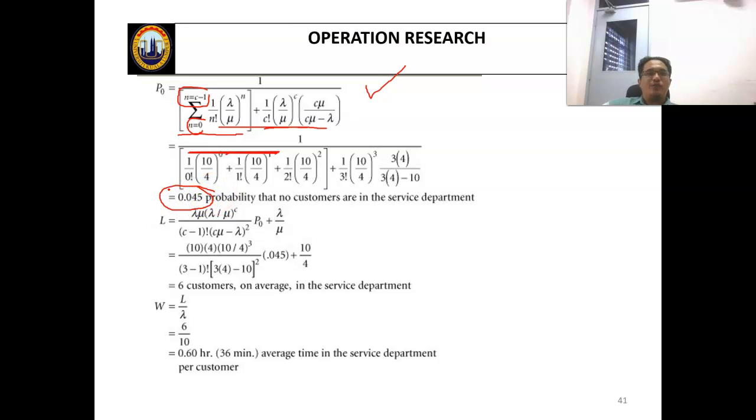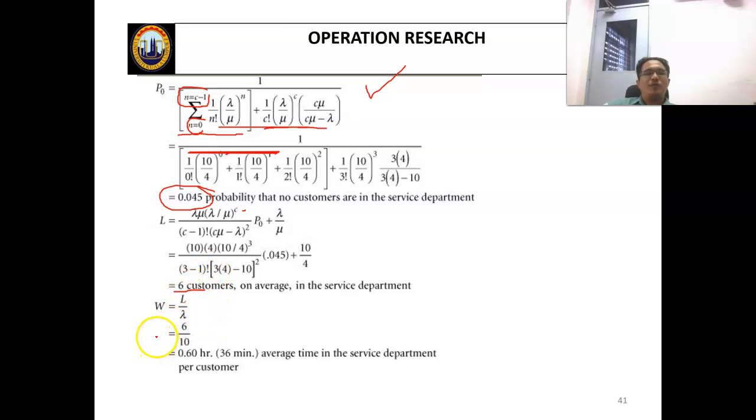You can check with your calculator. 0.045 probability no customer in the system. Okay, so the length, we can insert the numbers into the formula. We have lambda, we have mu, we have c. All right, so the answer is six customers in the system. Every time we monitor the system, we can see six customers in the system.